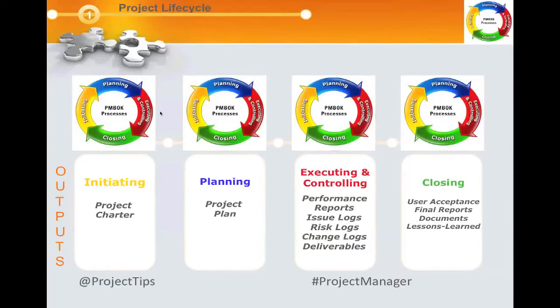So the next part of the life cycle that we're going to talk about is executing and controlling. That has to do with the performance reports, issue logs, risk logs, change logs, deliverables. In this part of the life cycle, we'll talk more in depth today about each action it takes to execute the plan and some of the things that we have to do to actually control it, meaning if it gets off track, if it gets off schedule, if you notice it's out of budget, then these are some of the mechanisms that we use to actually get the project back on track.